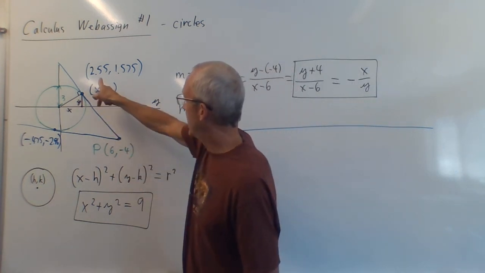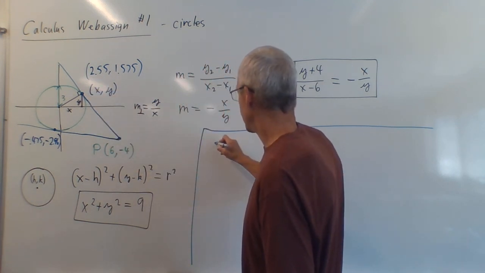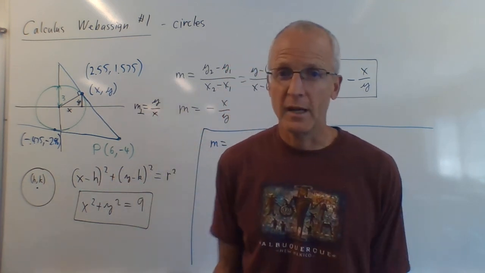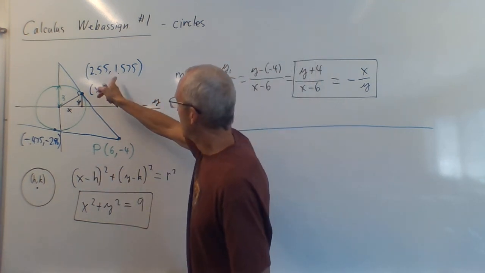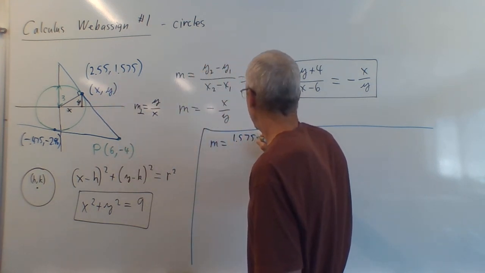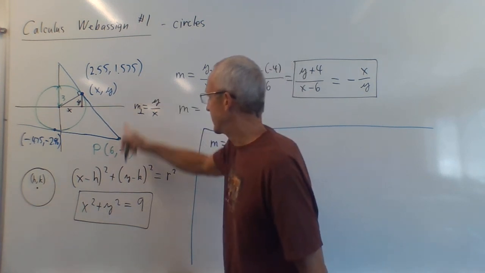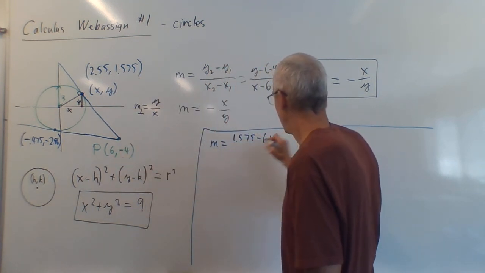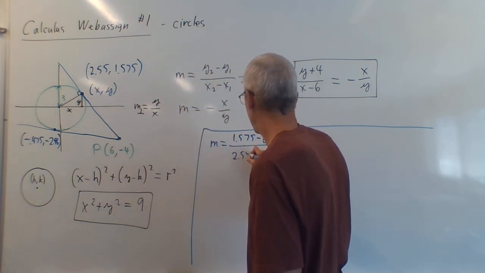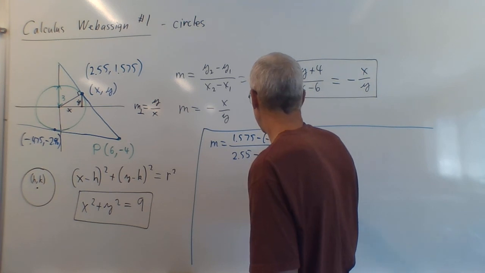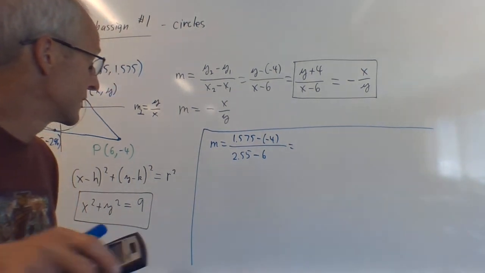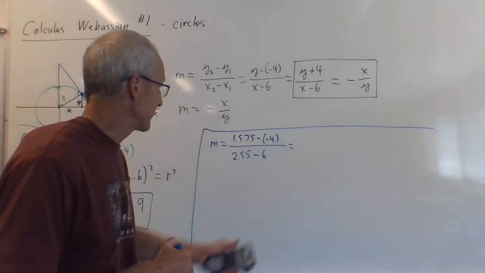We have this point and we have that point. So first we find the slope. So the slope is, again, we got to choose one of them to start with. Let's start with this one. Y minus the y. So 1.575 minus -4 divided by the x minus the x, 2.55 minus 6. Let's see, minus negative is plus. So that is 5.575, right?